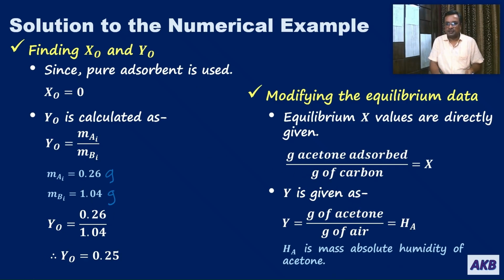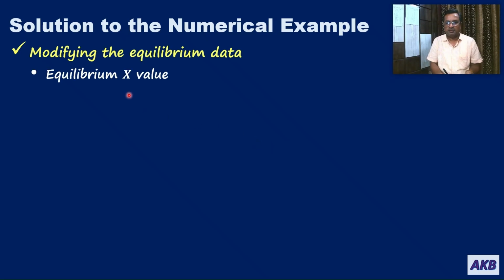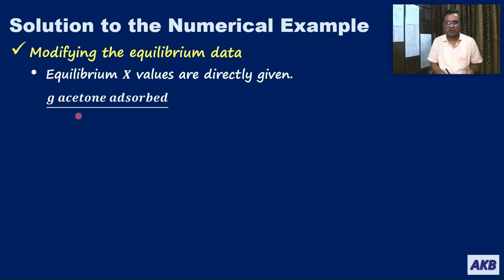So let us continue with... Okay, so we are modifying the equilibrium data. Equilibrium X values are directly given to us. That is gram acetone adsorbed per gram of carbon. This is X, so there is nothing to do with this.